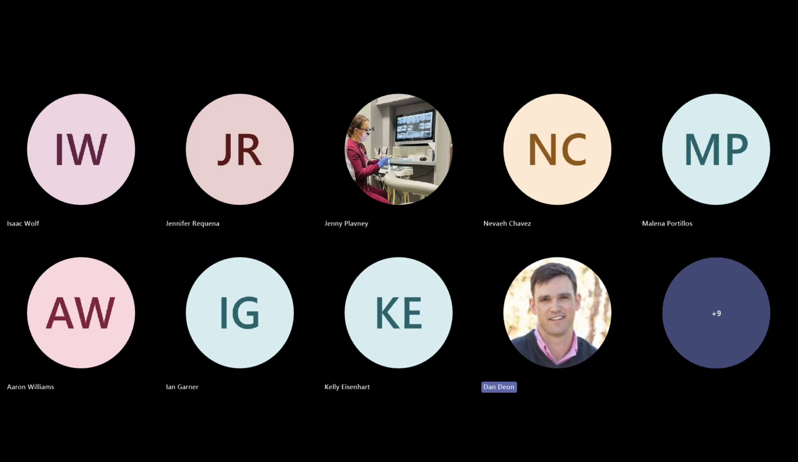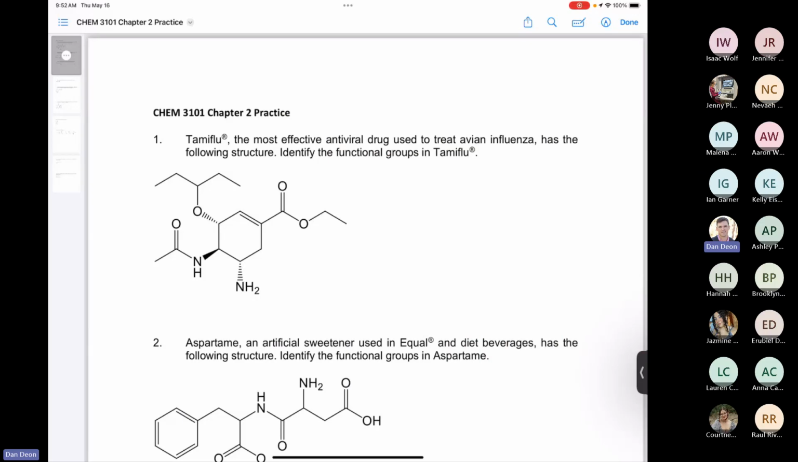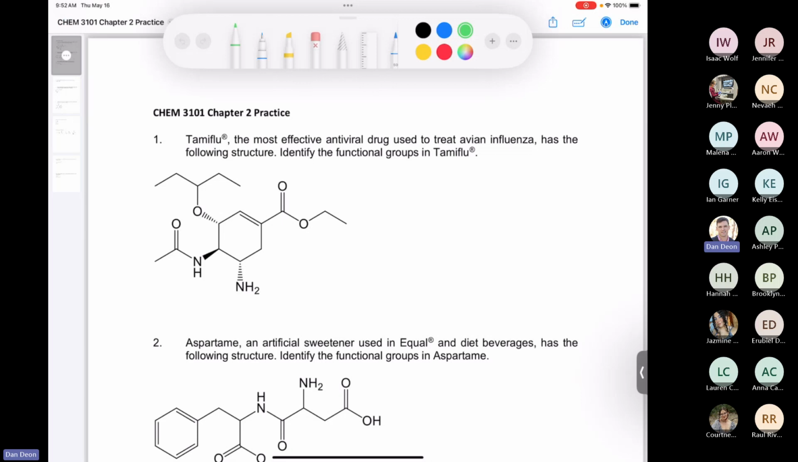Okay, so here we go. Chapter 2, practice. Tamiflu is an effective antiviral used to treat the flu. It has the following structure: identify the functional groups in Tamiflu. Since this is our first one, why don't I circle some of these and you guys try to help me out? If I circle this one, could anybody tell me which functional group I'm dealing with here, the one circled in green?